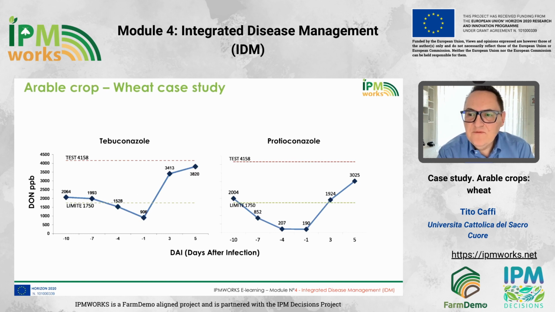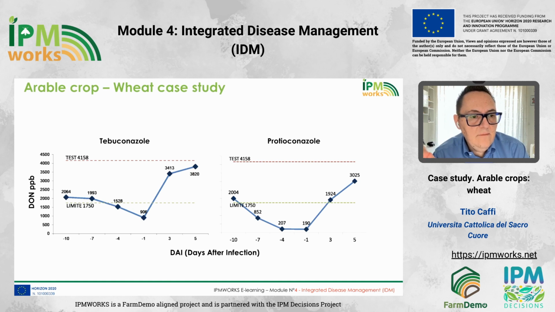Very specifically on crop protection and the intervention against Fusarium head blight, you can see here two different types of fungicides applied at different days after the infection: 10 days before infection, 7 days, 4 days, 1 day. The optimum efficacy for both fungicides is as close as possible to the infection time. Always before the infection. We have to spray in a preventative way.